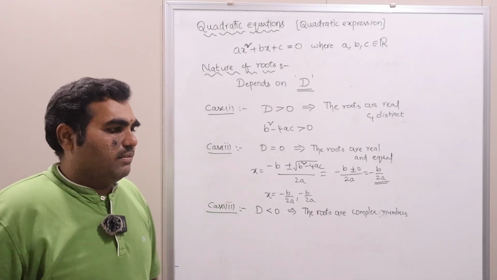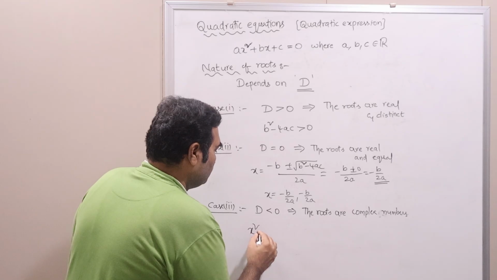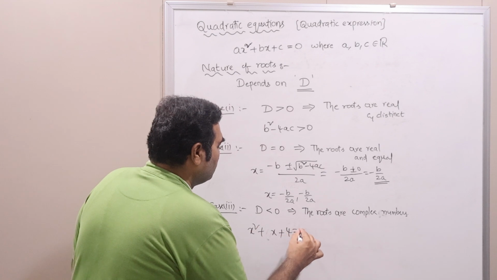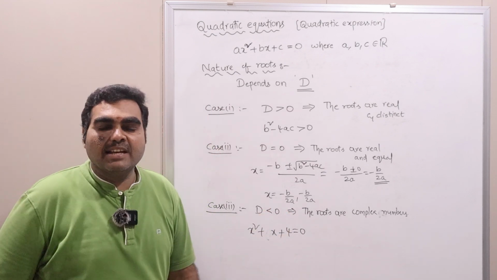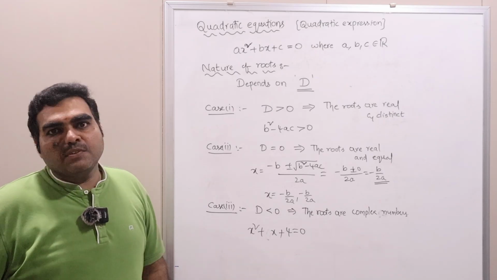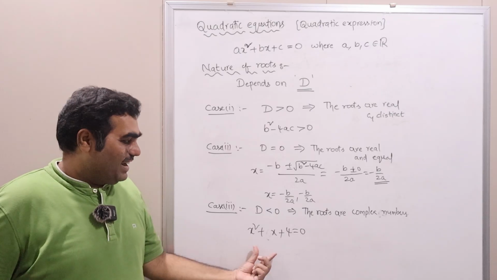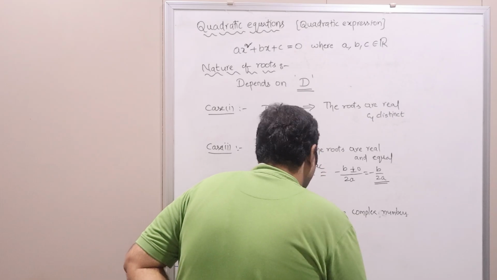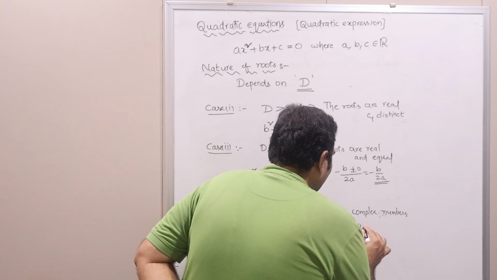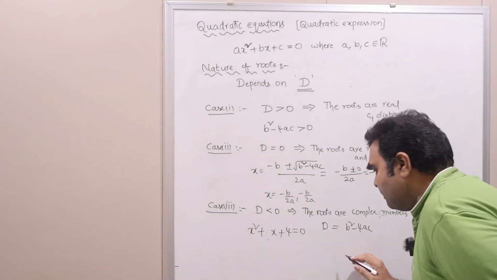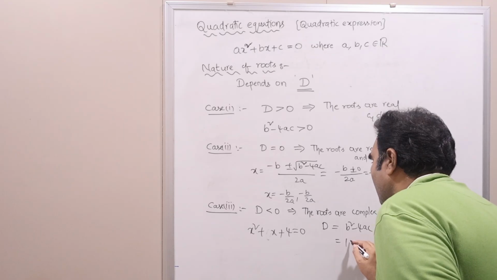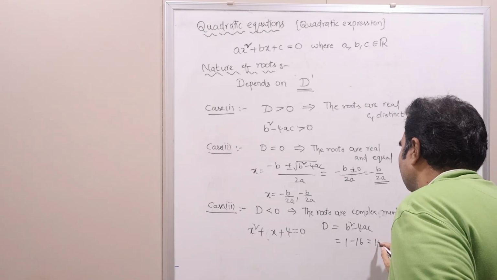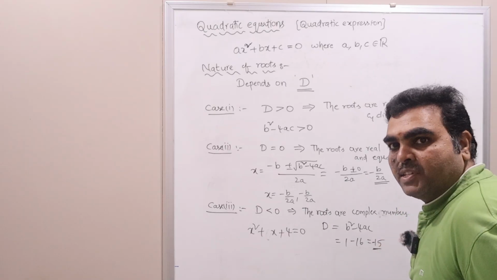Okay. So you can try this equation: x square plus x plus 4 is equal to 0. You can try this equation. So you will be getting d as negative. d is equal to b square minus 4ac. So this is equal to 1 minus 16, which is equal to minus 15, which is negative, right?